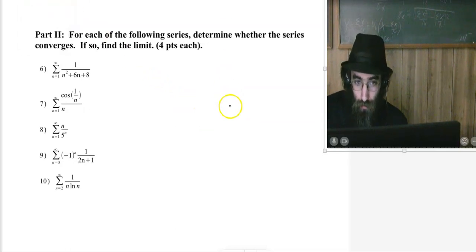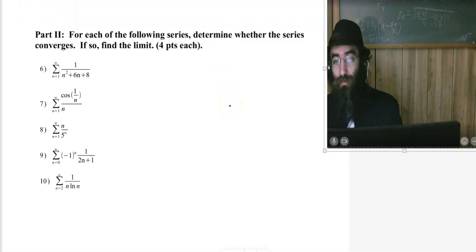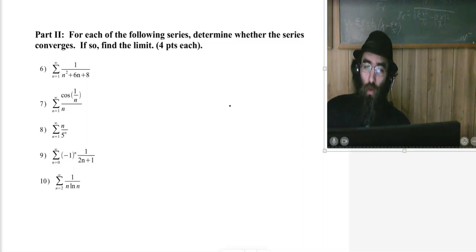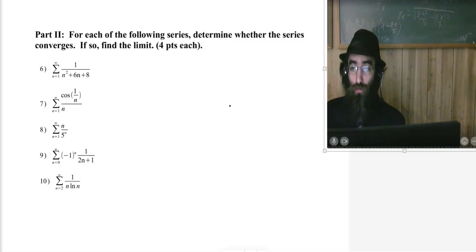All right. Number 8. We have what looks tantalizingly close to, but is not quite, a geometric series: n over 5 to the n. So, first, does it converge? Yes. Again, you've got the 5 to the n, so ratio test.